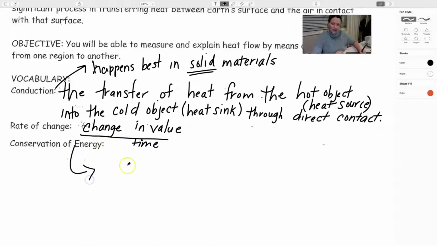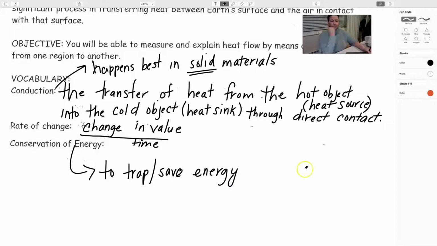Now, down here, we're going to define conservation of energy. And conservation of energy is just as it sounds. It means to conserve energy, and to conserve energy means to trap or to save energy in some way, shape, or form, right? In our houses, we trap and save energy a lot. We close windows, we close doors, we put insulation in the walls and in the roof. All these are means of keeping heat from flowing out of our house into the outside. Saves money when you do that. So we're definitely into conservation of energy.